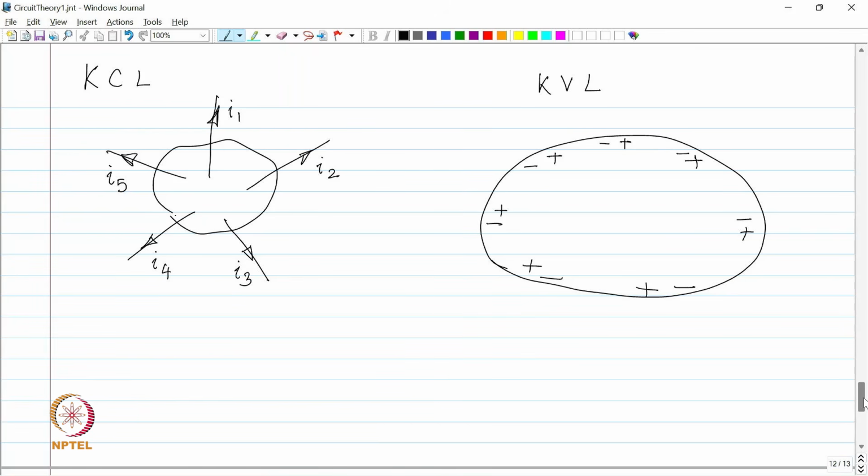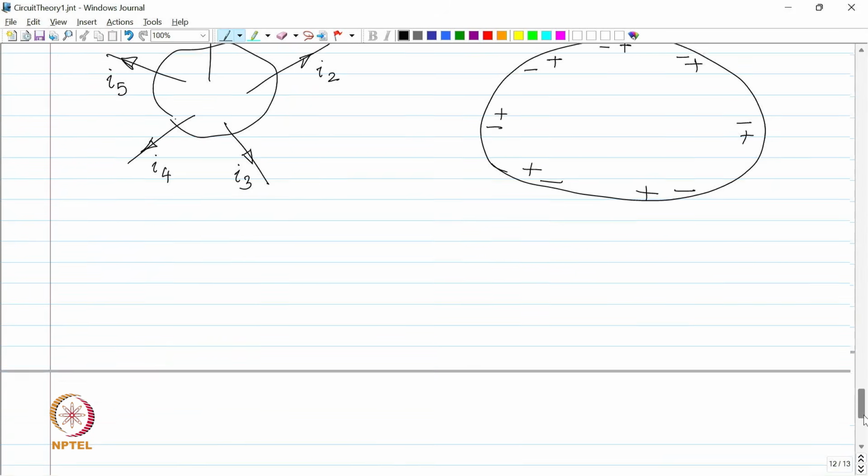KCL being the total current going out of some closed space is equal to 0, and KVL being the total voltage, the sum of all the voltage drops around any loop is equal to 0. Okay, this is where we had stopped.